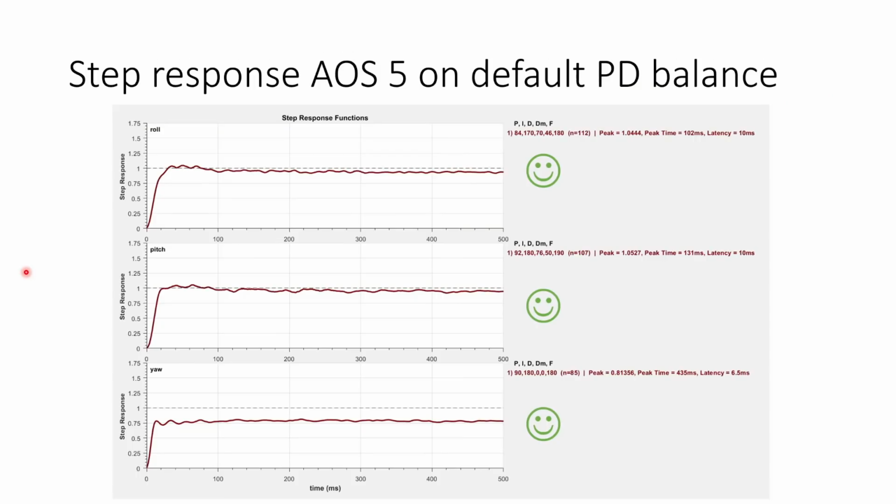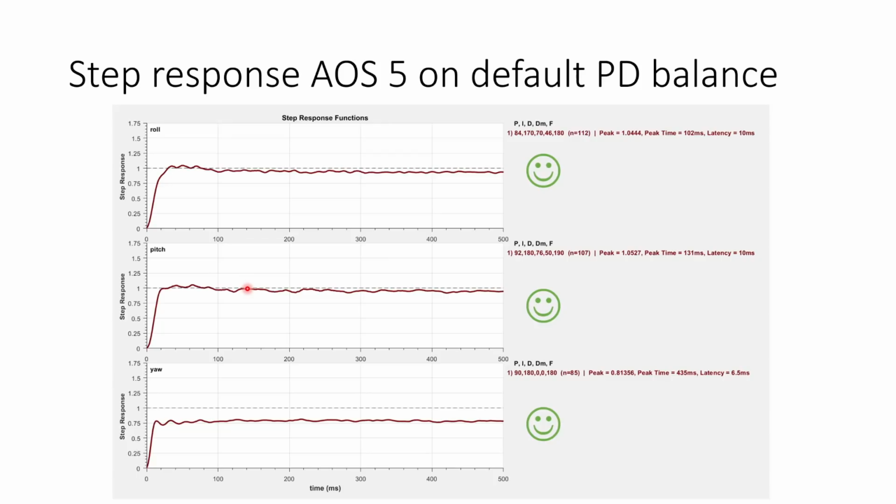Okay, so now you've seen exactly how to get a step response graph for your own log. Here's one that I did on the AOS 5. Now this is on the Betaflight default PD balance, and all I've done in this log is turn the master slider up to 2.0. And you can see that the step response is pretty much perfect on roll and pitch. I'm very happy with these.